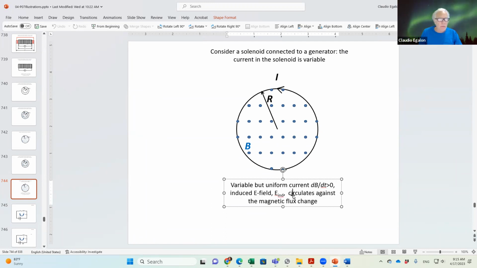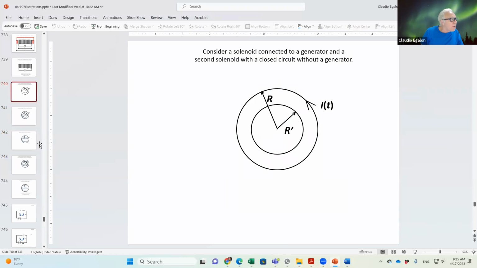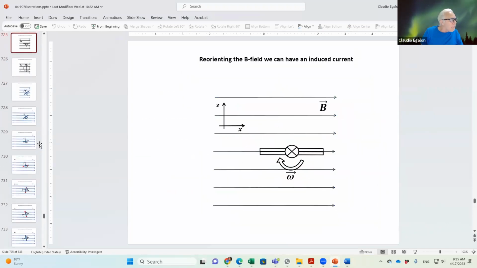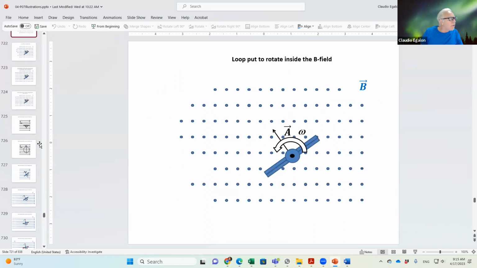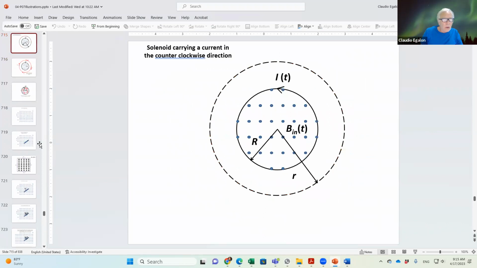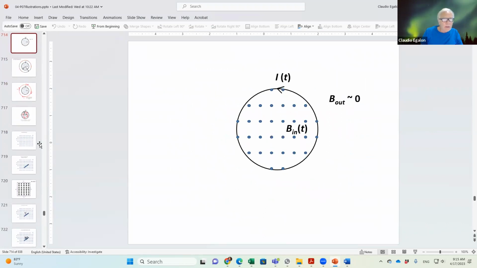Let's see, variable but uniform current. Let's see what's going on. Generator. I'm the wrong one here. That's the incorrect illustration. Let's see if I have the right one here. Yeah, now we have it.